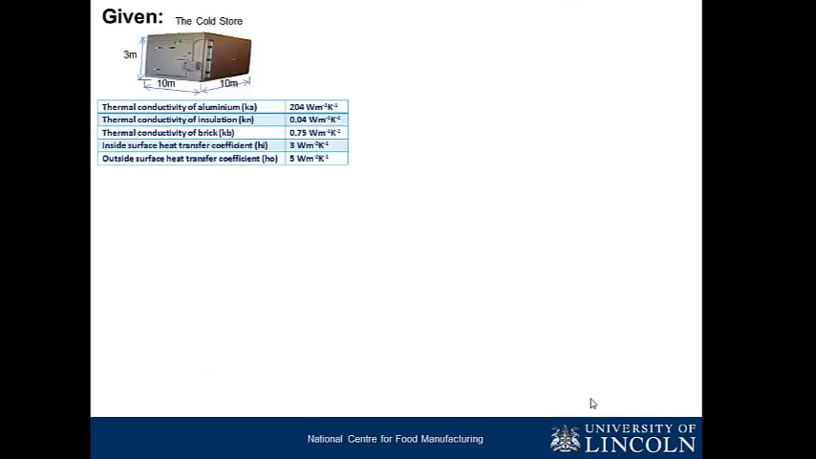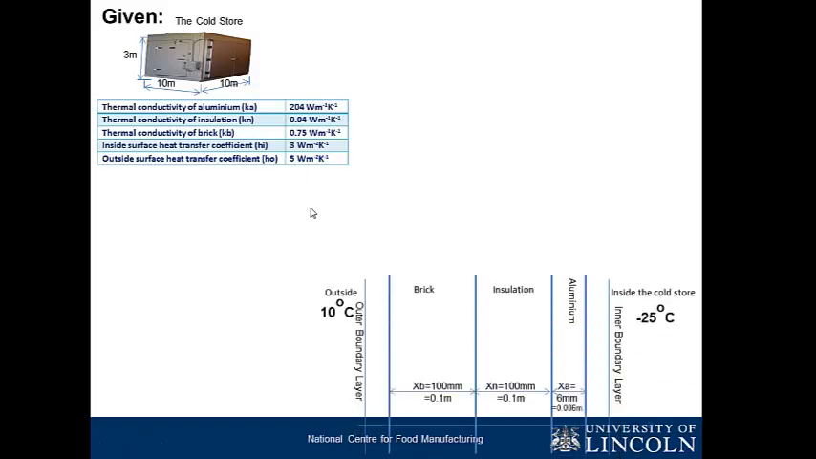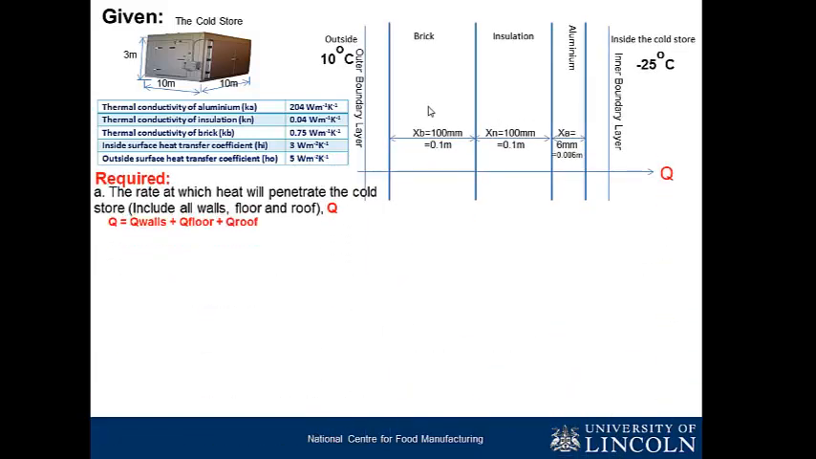Now, this is the question. This is what we are given. We are given a cold store with a height of 3 meters, the length is 10 meters, and the breadth here is 10 meters, and we are also given the thermal conductivity of the construction materials. So I drew this to show us the configuration of the materials inside the wall. We have the brick, insulation, aluminium. We have the outer boundary layer and the inner boundary layer. Then this is the ambient temperature, the temperature outside, which is 10 degrees Celsius. And then inside the cold store, we have minus 25 degrees Celsius. So that's what we have.